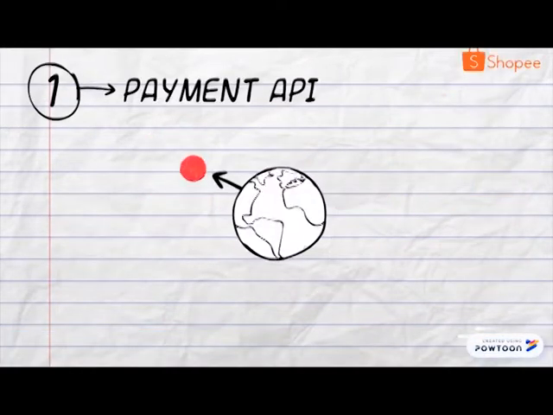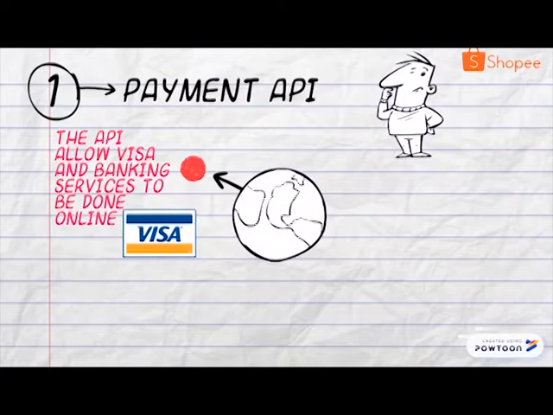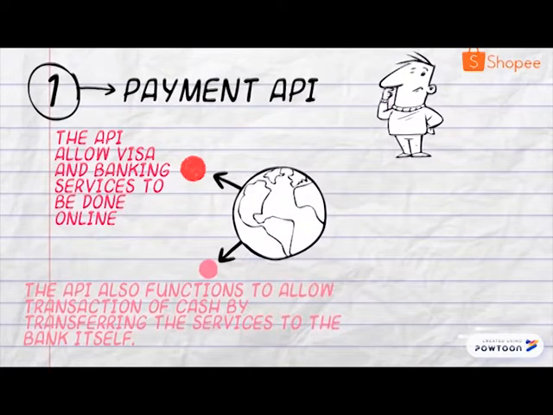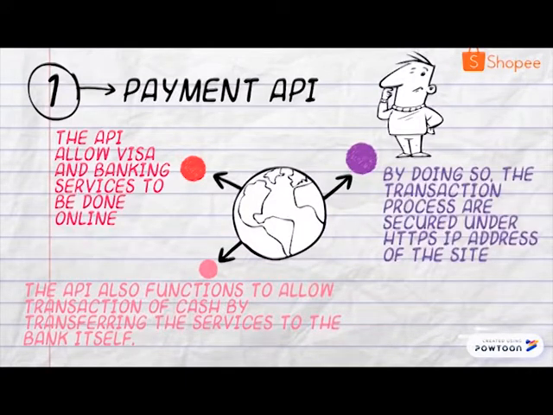Payment API. The API allows Visa and banking services to be done online. The API also functions to allow transaction of cash by transferring the service to the bank itself. By doing so, the transaction process is secure under the HTTPS IP address of the site.